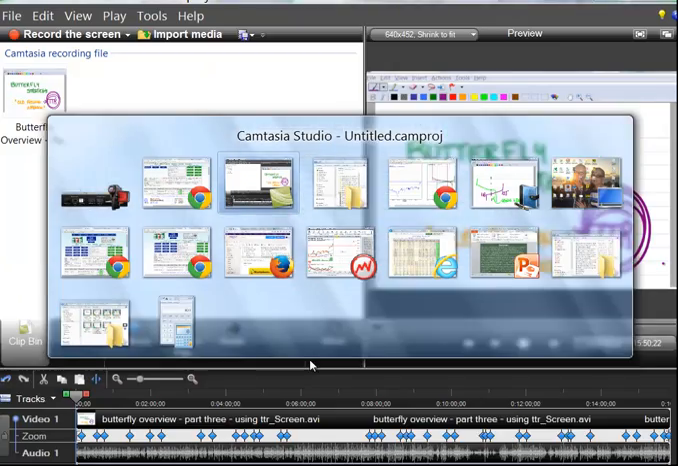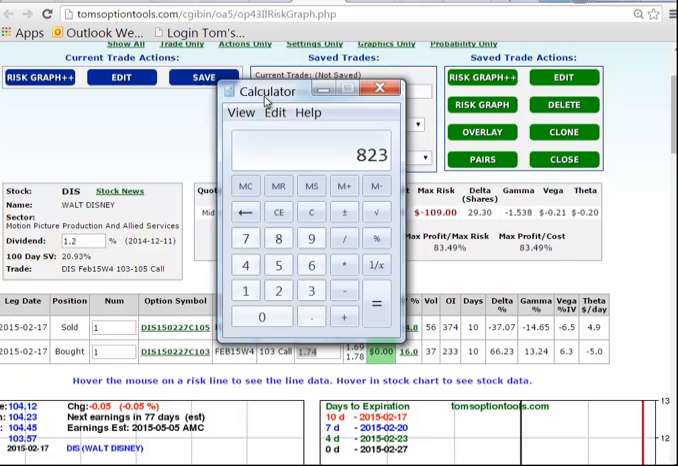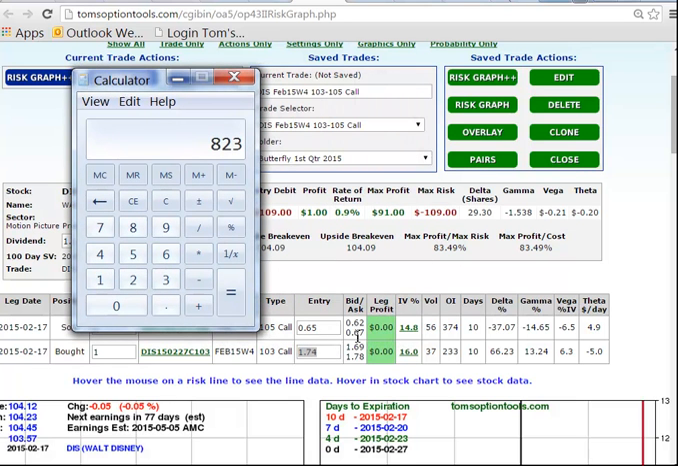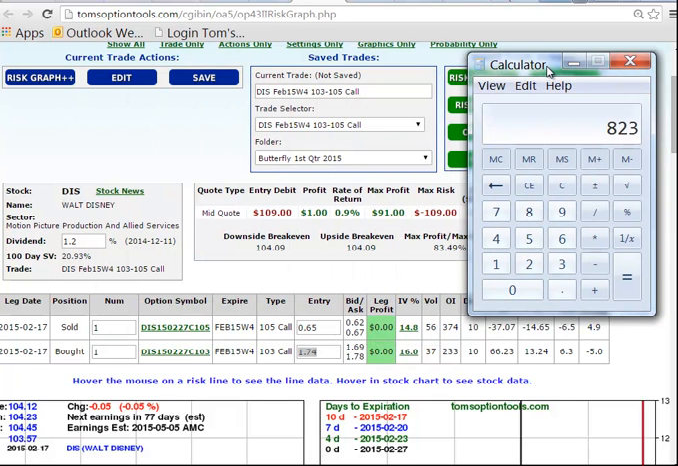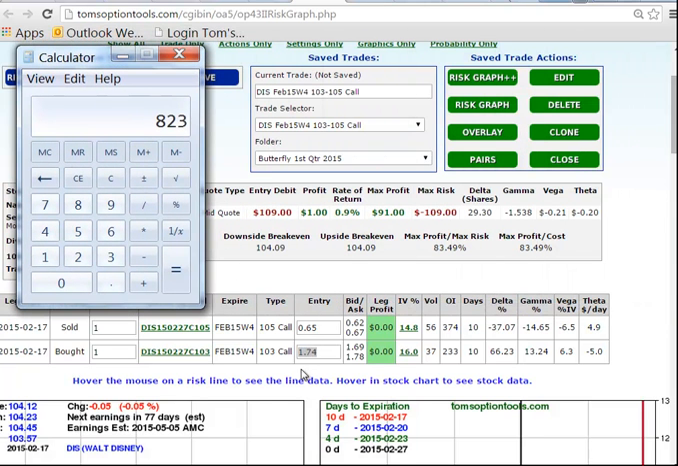So let me see if I can get the calculator up here real quick. What you're looking at is your buy leg, which is where we bought the 103s and sold the 105s. So on the buy leg, if I bought this for $1.74, that's the mid price of $1.78.